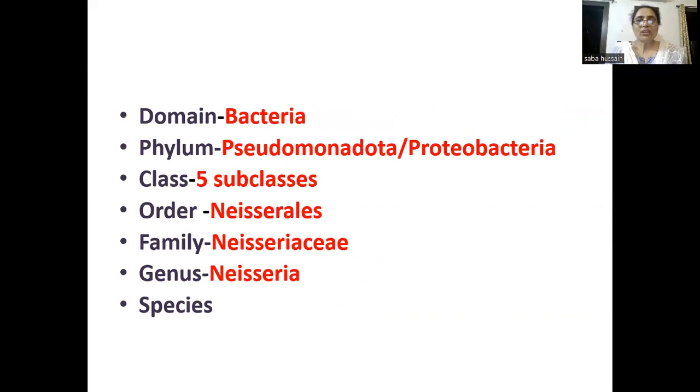It belongs to domain bacteria, phylum Pseudomonadota, or you can call it proteobacteria. The characteristics of this we will be discussing in the next coming slides. It has 5 classes, that means 5 subclasses. So phylum proteobacteria has 5 subclasses. That too we will be talking about in the next coming slides. It belongs to order Neisseriales, family Neisseriaceae, and genus Neisseria, and species we will be discussing.